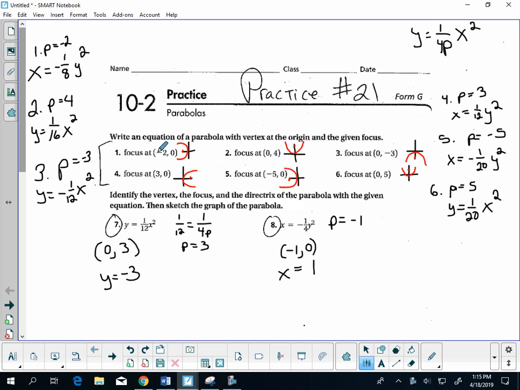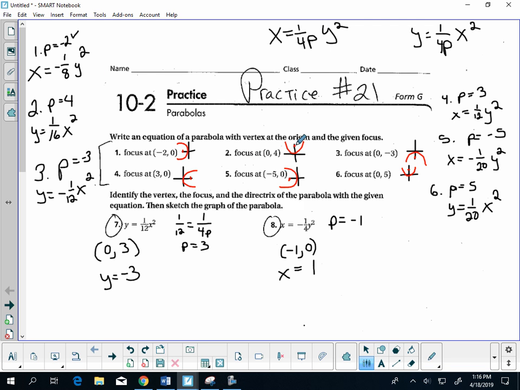So on number 1, the focus is at negative 2, 0. So I put a dot right there. And I know the parabola has to open to the left because the focus is inside of the parabola. My p is going to be negative 2 because I'm going to the left. It's going to have to be x equals because it's opening sideways. The equation I'm using on this one is x equals 1 over 4p y squared. And my p is negative 2, so it just becomes negative 1/8 y squared.